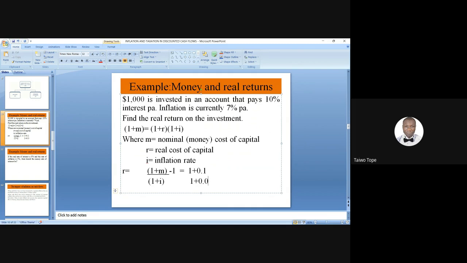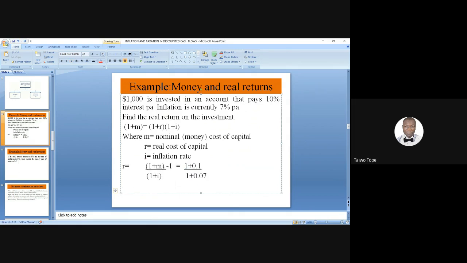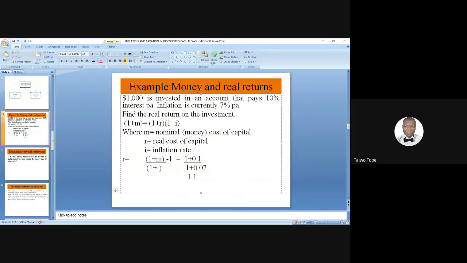0.07. So when you simplify further, you should have a result of what? It should be 1 plus 0.1 will give you what? 1.1. Divide by 1.07.